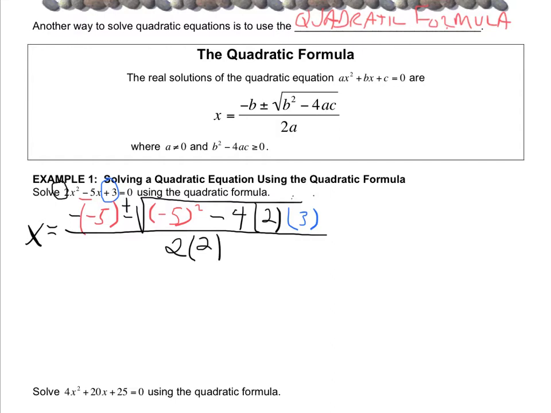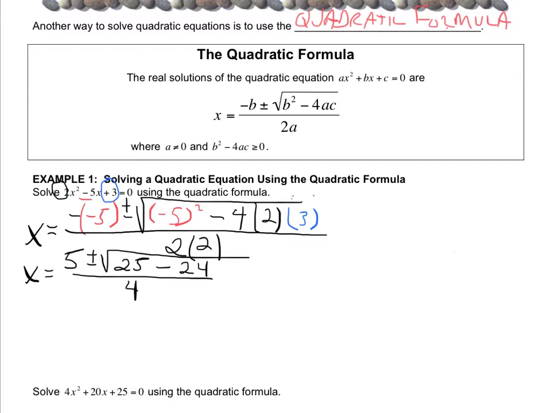Now we need to start using our PEMDAS, making sure that we're really careful that we put down the right things for the right places. I'm going to combine a few things at once here. Negative 5 becomes a regular positive 5. We're going to keep the plus or minus and the square root sign for a little bit here. Negative 5 squared is 25. And then negative 4 times 2 times 3 is 24. And in my denominator I get a 4.